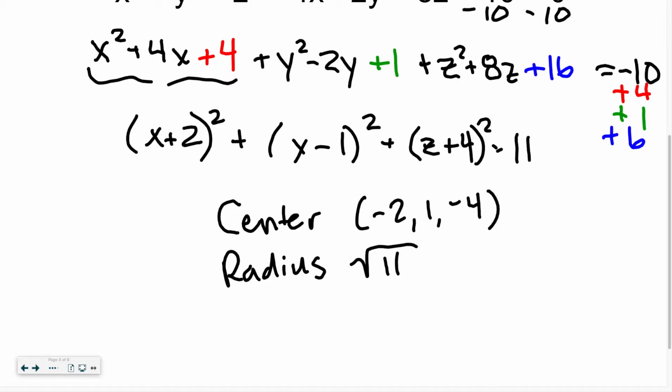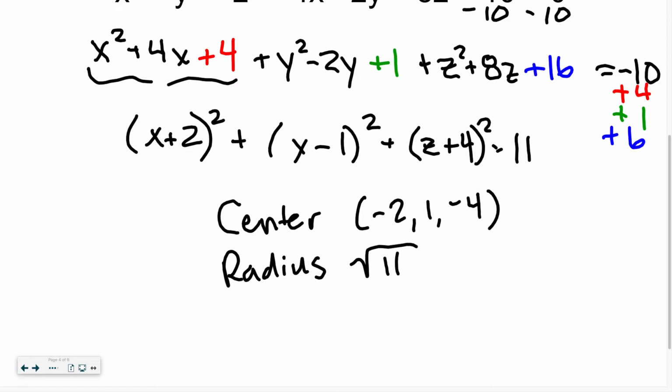Okay. If I were to start plotting this sphere, I would plot my center point. I start by going negative 2, so from my origin, I'm going to go 2 back. Then I've got a positive 1, so I'm going 1 to the right. And then I have a negative 4 for z, so I'm going 4 down.